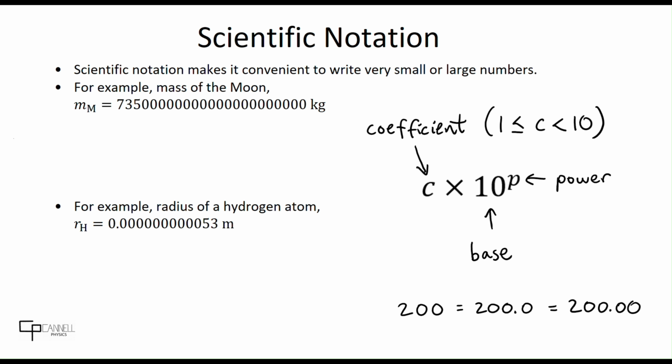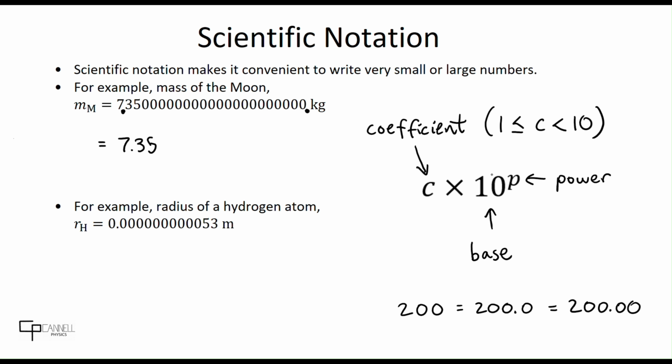So why do I start with that? Well, it's because you can see that there must be this invisible decimal at the very end of the mass of the moon. Now going to scientific notation, the coefficient c must be between 1 and 10. So it can equal 1, but it has to be less than 10. That means I'd put the decimal over here between the 7 and the 3, because then I'll have 7.35. So let's start by writing that: 7.35.